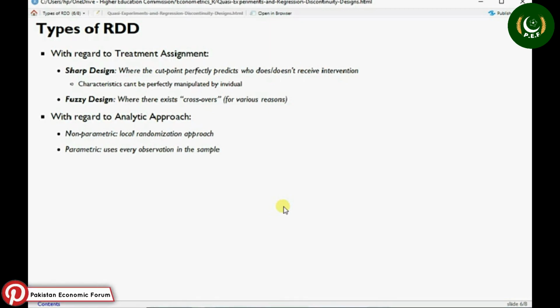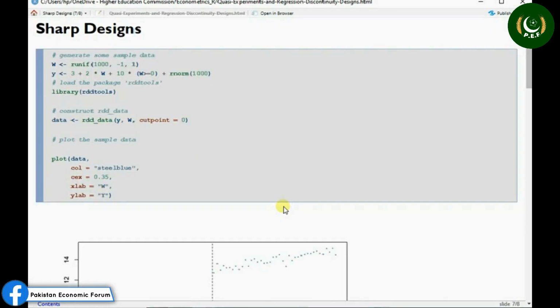In fuzzy designs, there is some crossover. Some who should be in the income support level may not get it, and those who are above that may get it. So basically the probability of getting treatment may be slightly different in a slight overlapping region. The approach is non-parametric; parametric we are not going into here. Here, I am going to discuss sharp designs.